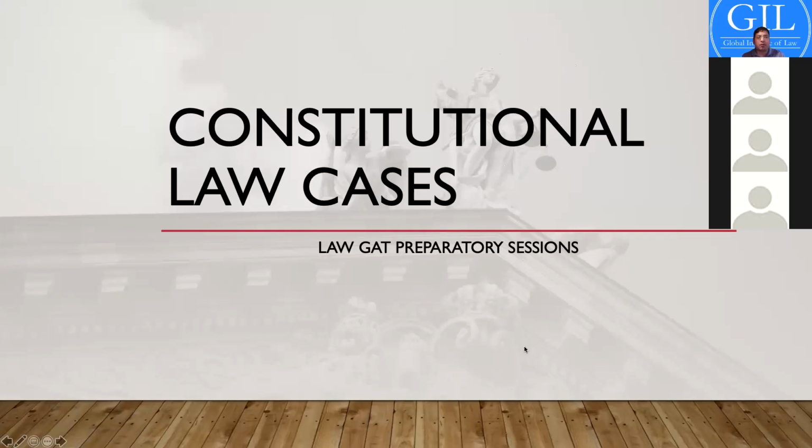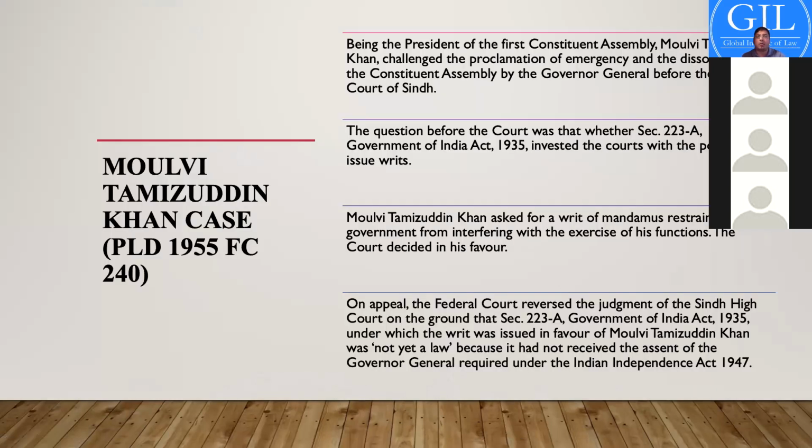In this session, I will lead you to the summary of the main cases which are recommended for HEC law GAT. So the first case is Maulvi Tamizuddin Khan case that was decided by the Federal Court of Pakistan in 1955. In the constitutional history, this case was very important because during that time, the Constitution was in the process of being made. So the parliament was both a legislative assembly, and it was also assigned the task of making a constitution. It was also a constituent assembly.